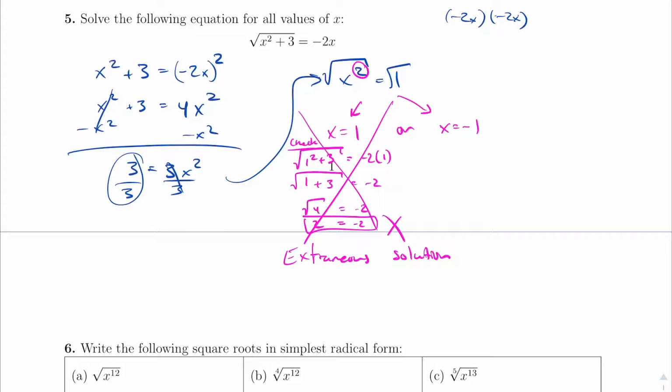So guys, I'm going to leave the rest for you. You do have to check this one too, okay? So make sure you check it and see if that solution works, because it's possible that they're both extraneous.